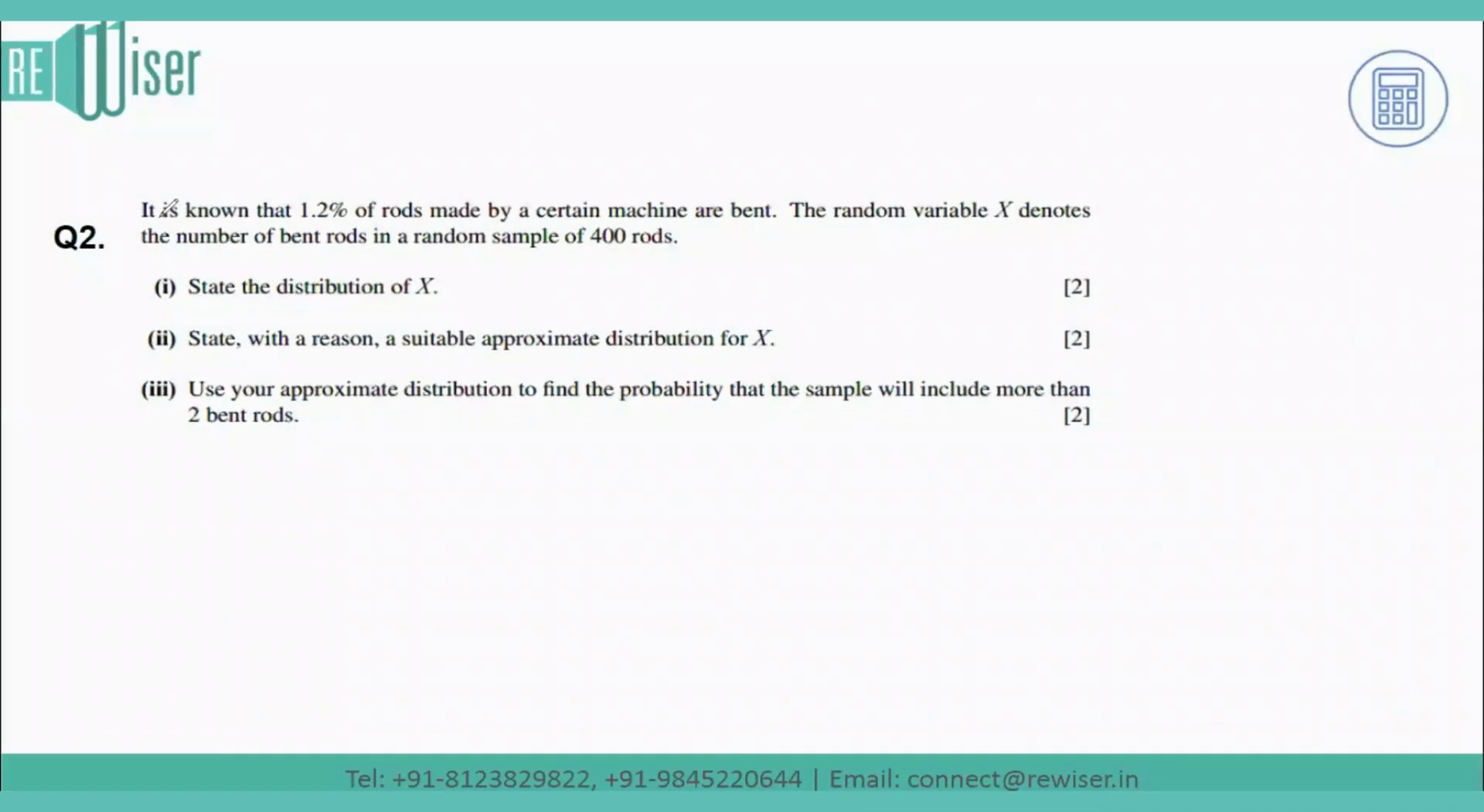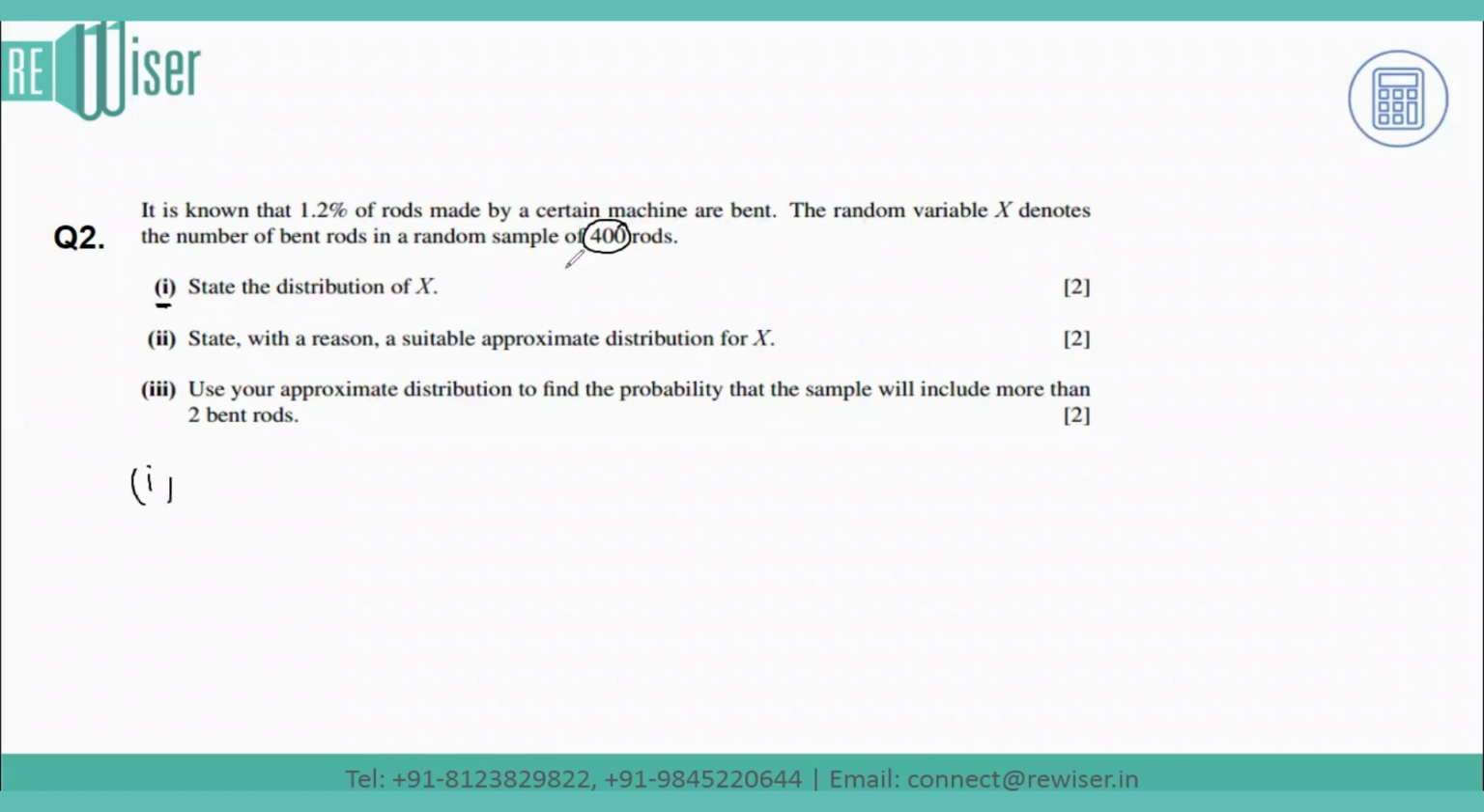Hello students. The question says it is known that 1.2% of the rods made by a certain machine are bent. The random variable X denotes the number of bent rods in a random sample of 400 rods. The first part of the question says to state the distribution of X.